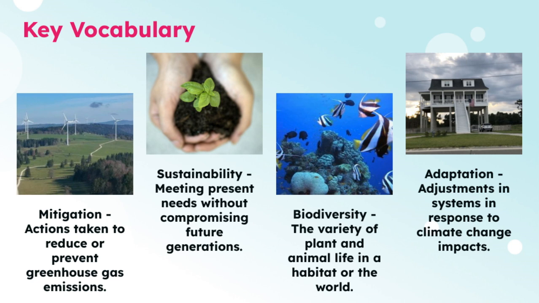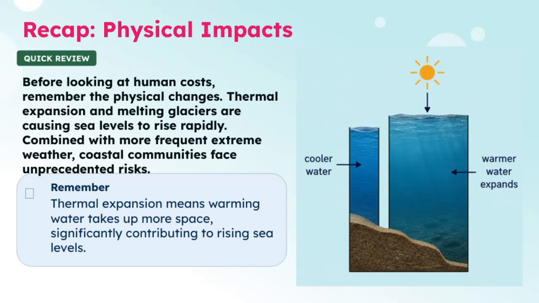These terms are important because climate change responses are often divided into two categories. Mitigation reduces the causes of climate change. Adaptation deals with the impacts of climate change. Before we look at the human and environmental costs, let's recap the physical impacts of climate change.